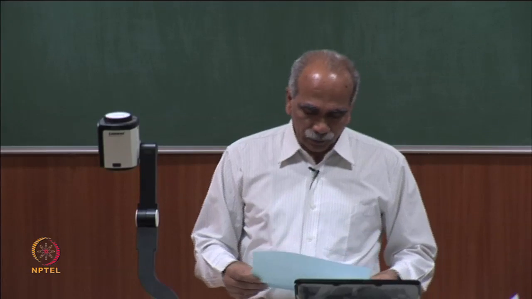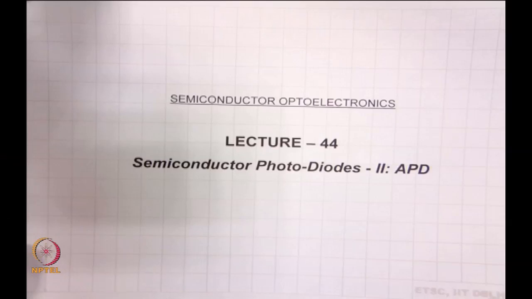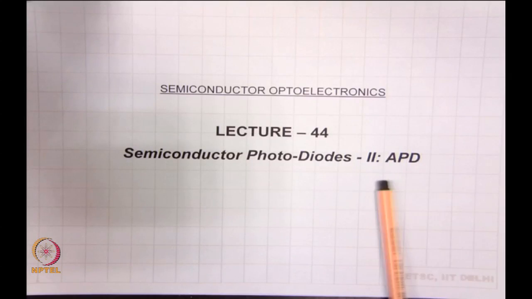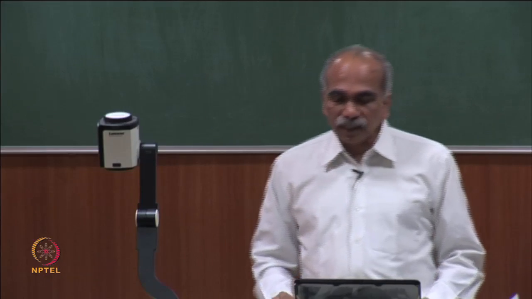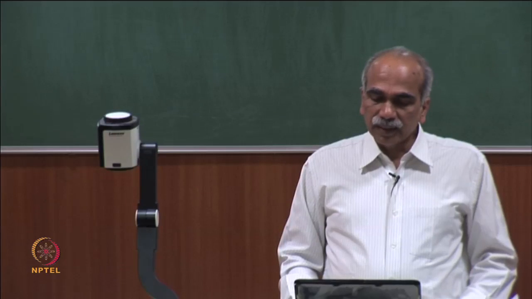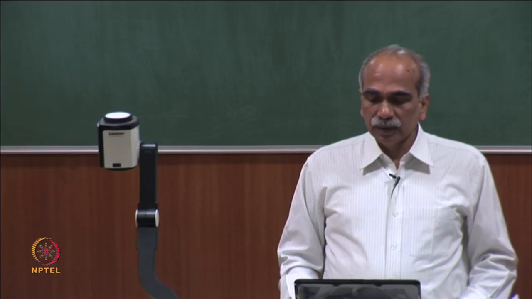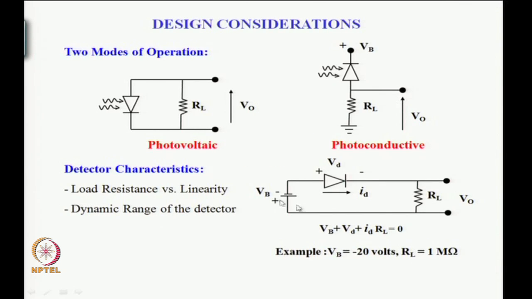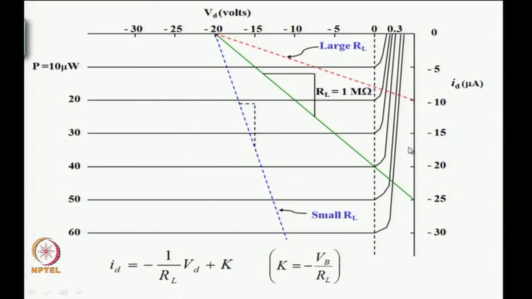So, today we continue with the talk on semiconductor photodiodes. Before I proceed with part 2, that is avalanche photodiodes, a small topic remains. In the last class we discussed the design characteristics of photodiodes, and in particular we discussed that there are two modes of operation, photovoltaic and photoconductive, and we discussed in detail the design characteristics and how to choose the load resistance.